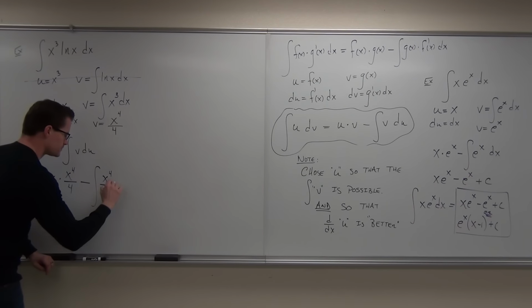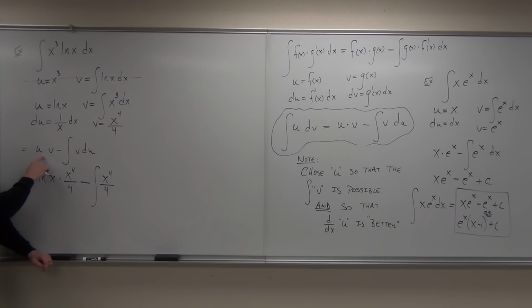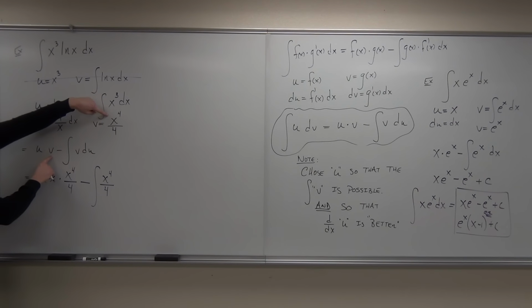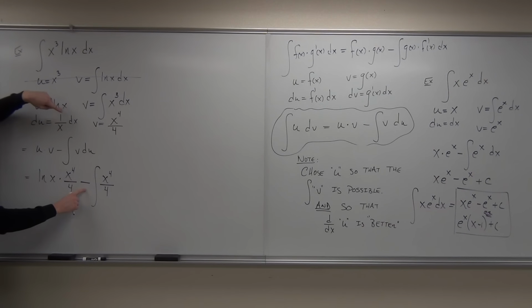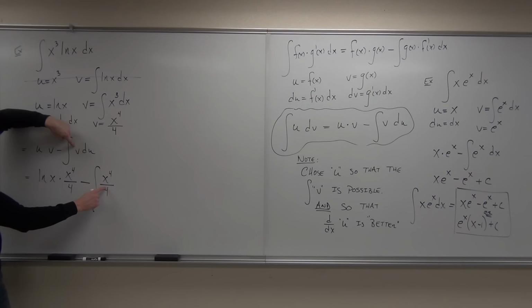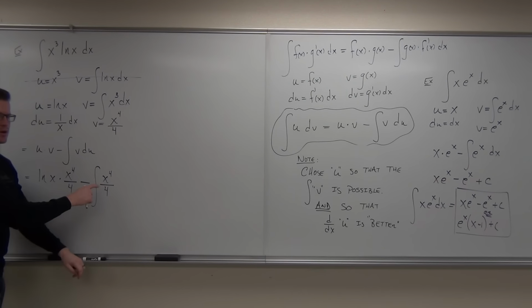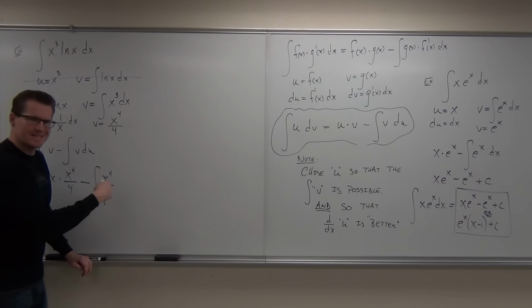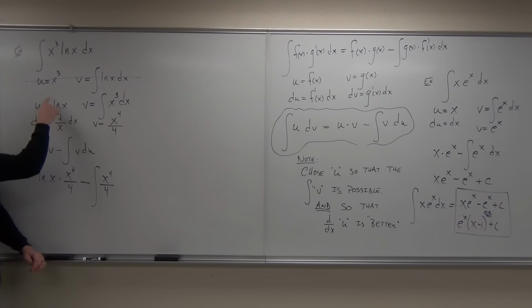Now, stick with me. ln x, x to the fourth over 4, minus sign, integral, x to the fourth over 4 again, that's our v. Now, look at your du. Your du is not always dx. Your du depends on what you picked for your u. What's your du? 1 over x. So we need 1 over x dx.